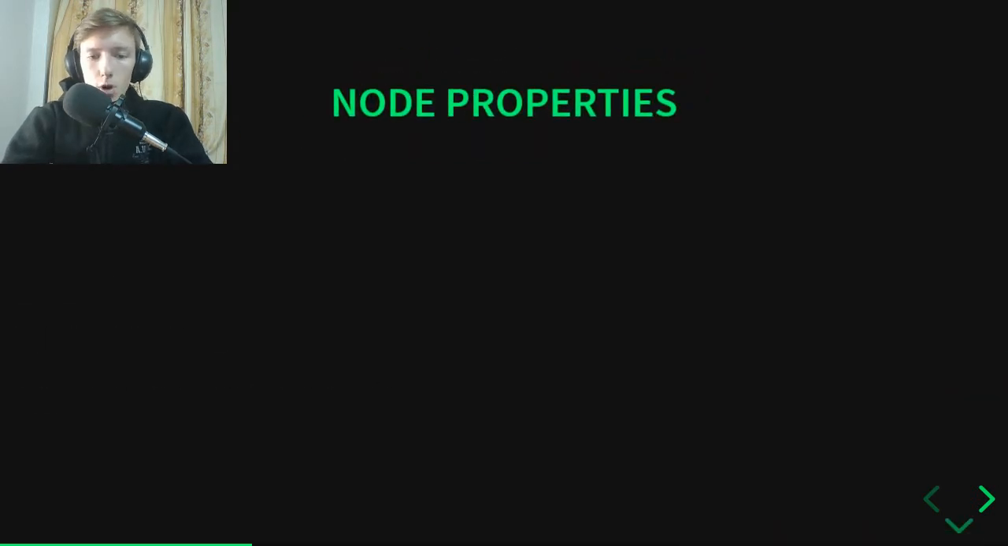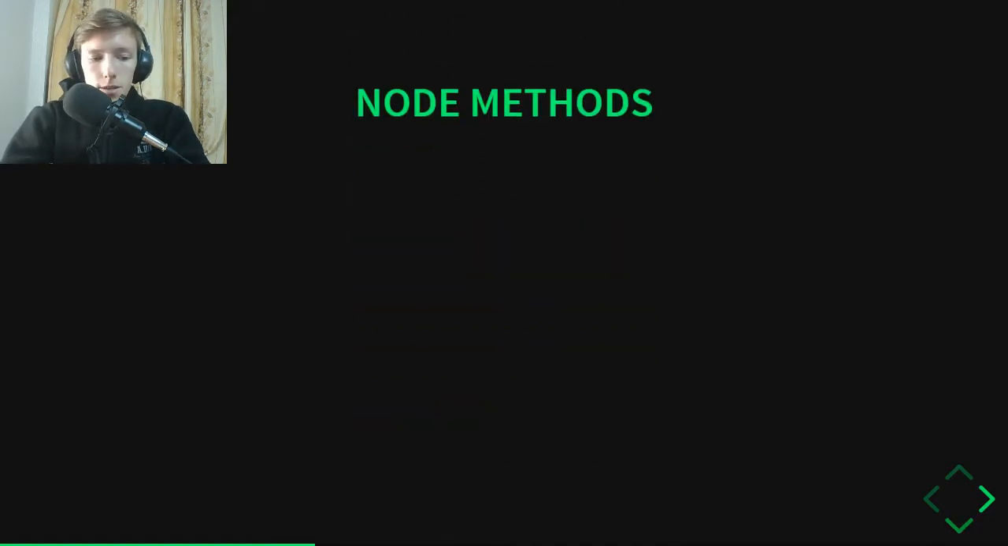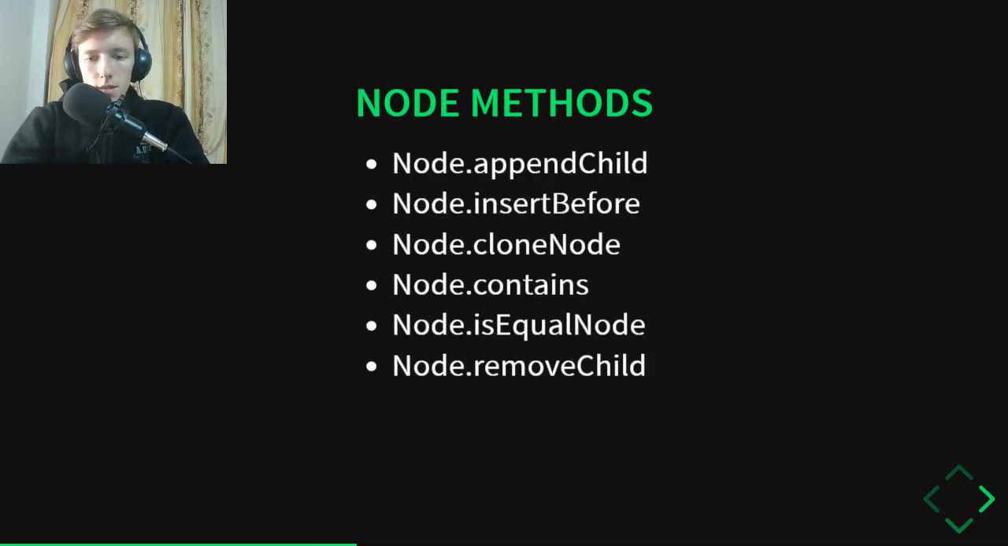Nodes have properties and methods. For example, child nodes returns a live node list containing all the children of the node. What does live mean? If we add another child for our node, this node list will be changed. First or last child returns the first or the last node of the parent node. Node methods: append child, insert before, clone node, contains, and others.